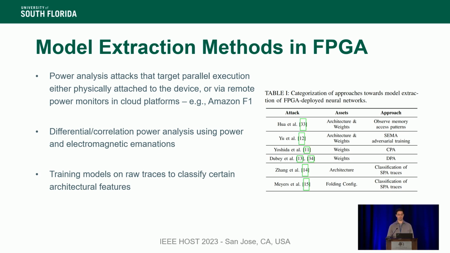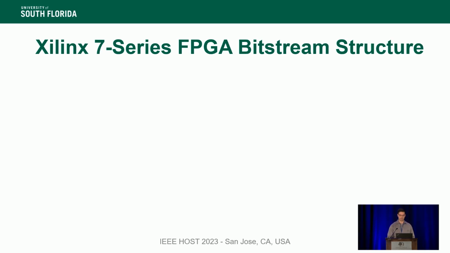Some other recent approaches look at training different models on the raw power traces to classify certain architectural features of the models. And Myers et al., in a recent work, actually demonstrated a successful attack on the FINN framework where they were able to recover different folding configuration parameters, which is an interesting complementary result to what we present in this paper.